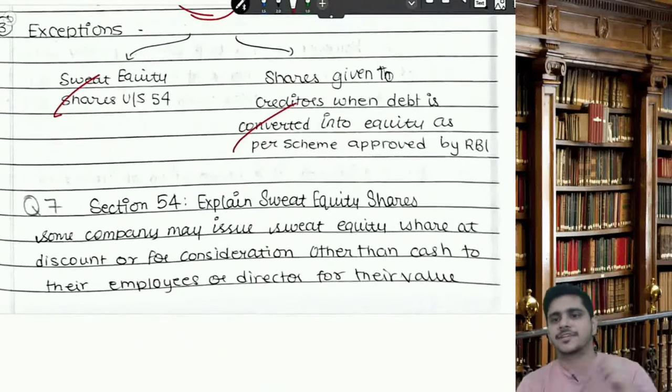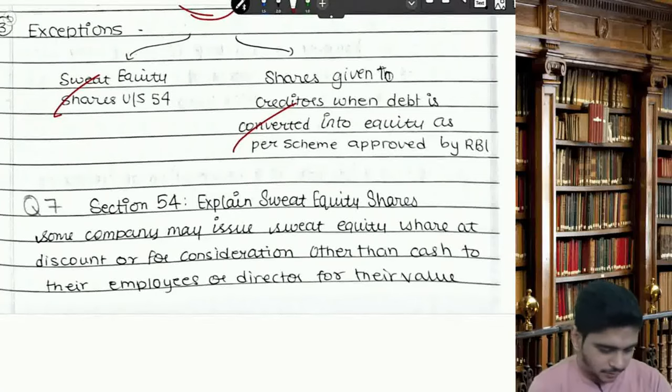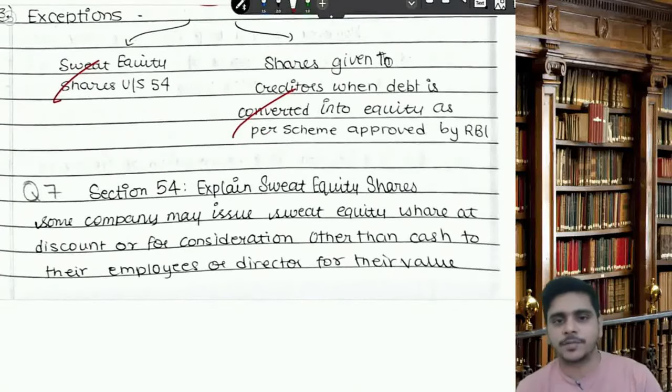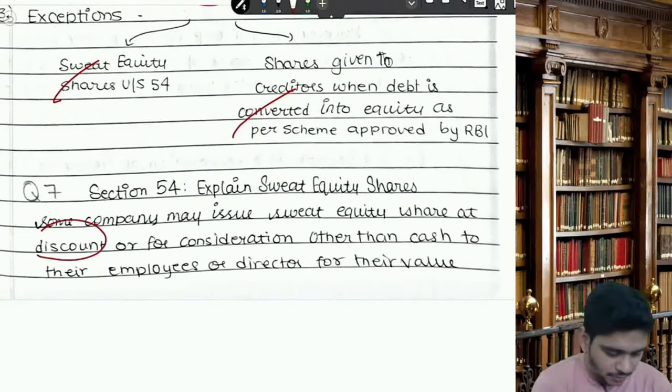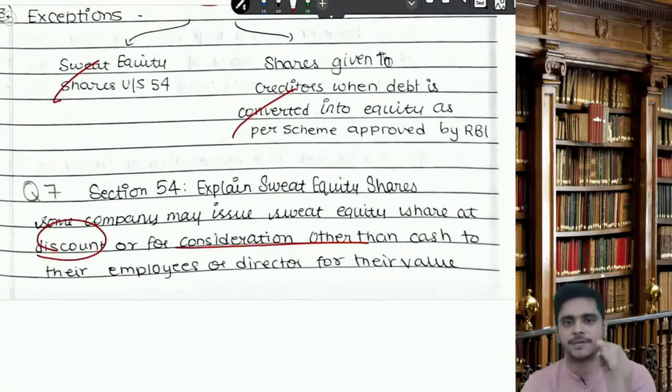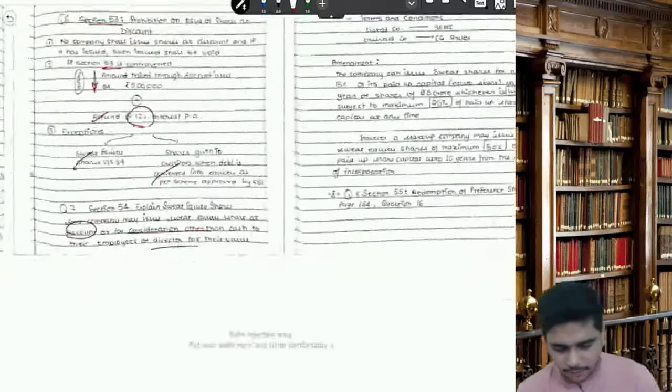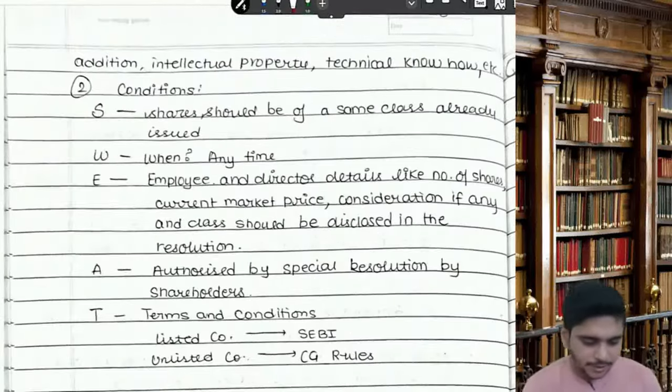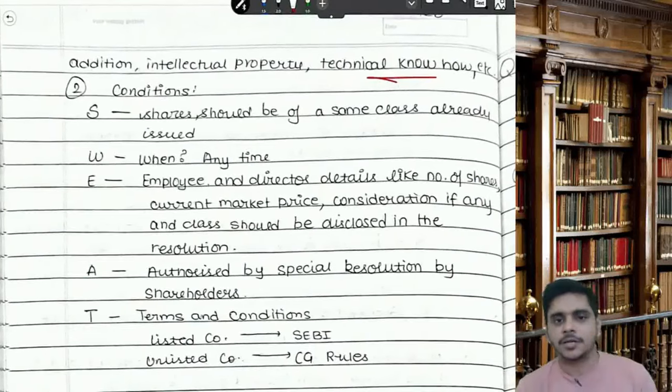Now, section number 54, it says sweat equity shares. Sweat equity shares are given to employees. Some companies may issue sweat equity shares at discount or for consideration other than cash to their employees or directors for their value additions, intellectual property, technical know-how, etc. Now, what are the conditions?